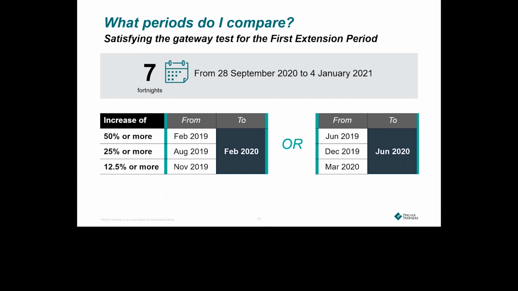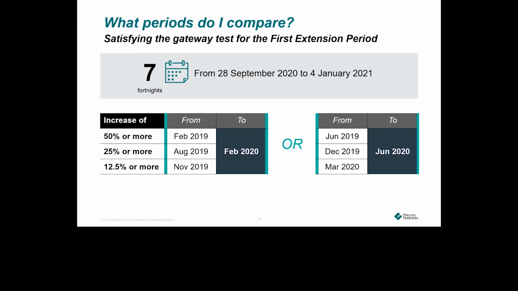The requirement now that you look at the decline in turnover for either the September 2020 quarter or the December 2020 quarter, for either the first or the second extension period, does mean that there's only so many iterations of this test. So for the first extension period, what you can see in front of you, for payments from basically this week until the end of the year, a business has two options to show that they're eligible to use this test.